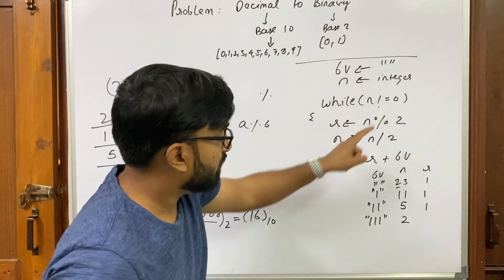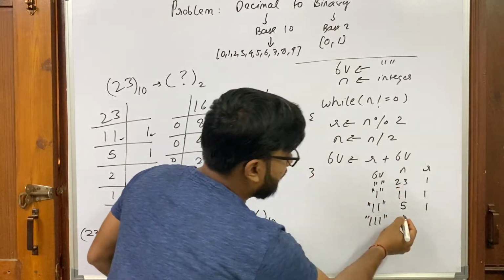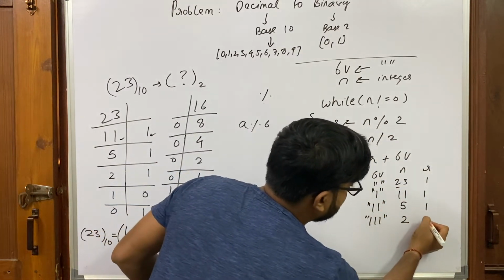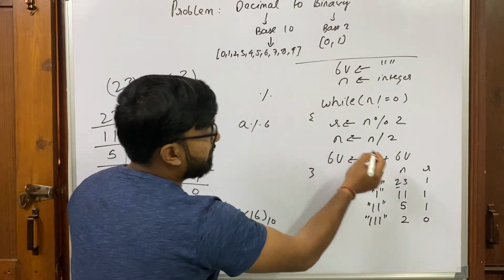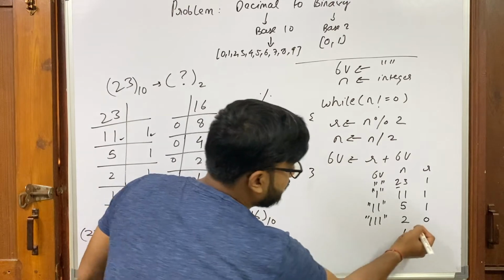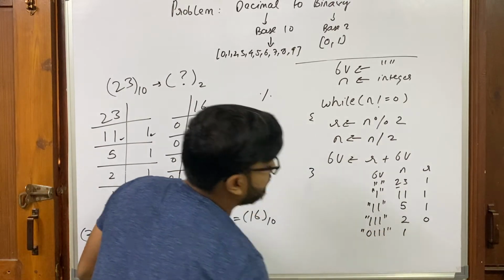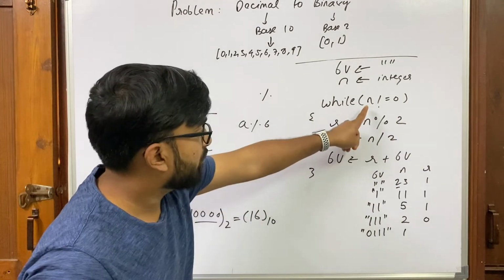We check n is not equal to 0, 2 is not equal to 0 is true. We come inside, R is n%2. 2%2 will give you 0. We divide n by 2, it gives you 1. We get BV is R plus BV. 0 comes to the left end, so we have 0, 1, 1, 1. Then we go back to the while loop condition again.